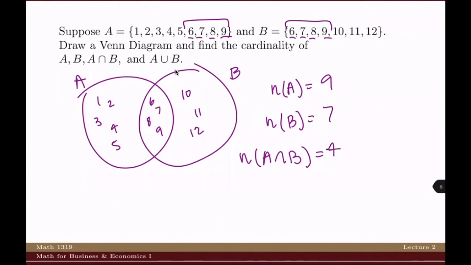And finally, the number of elements in the union. So now we need to count all the numbers. They do go from 1 to 12, if you'll happily notice. If you start in A, you can read 1, 2, 3, 4, 5. Intersection is 6, 7, 8, 9, and B is 10, 11, 12. So there are 12 elements since they're numbered 1 to 12, which is convenient for us.